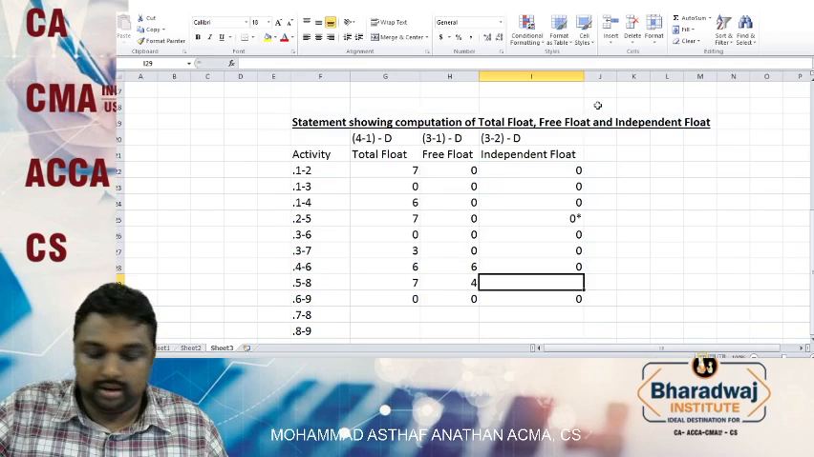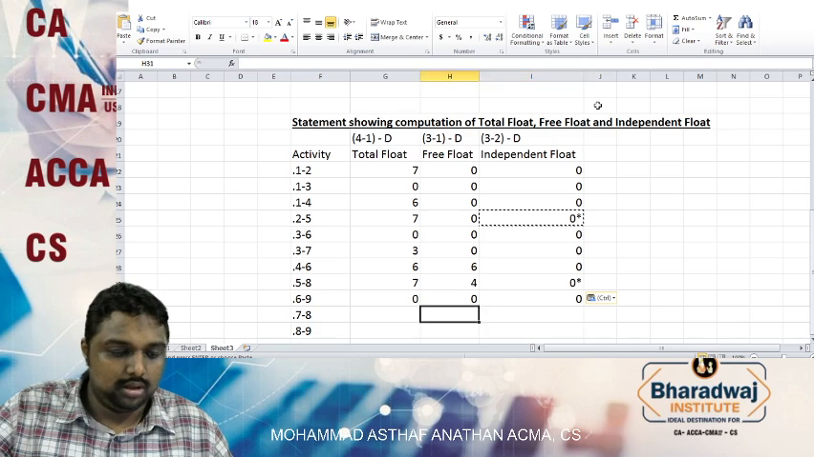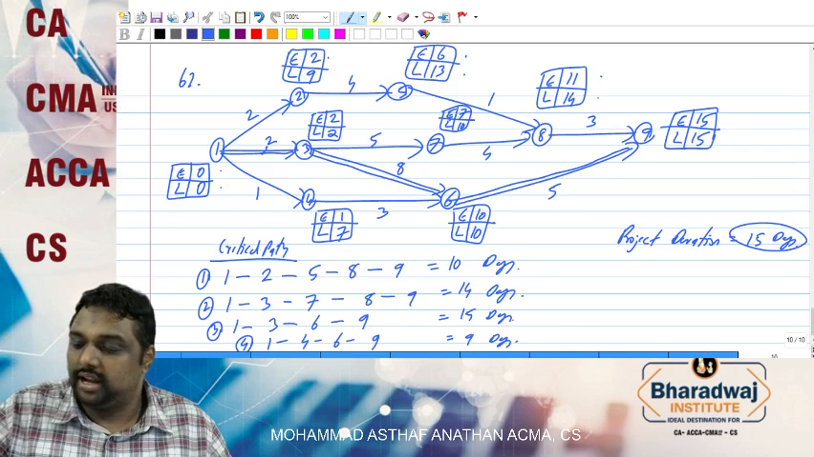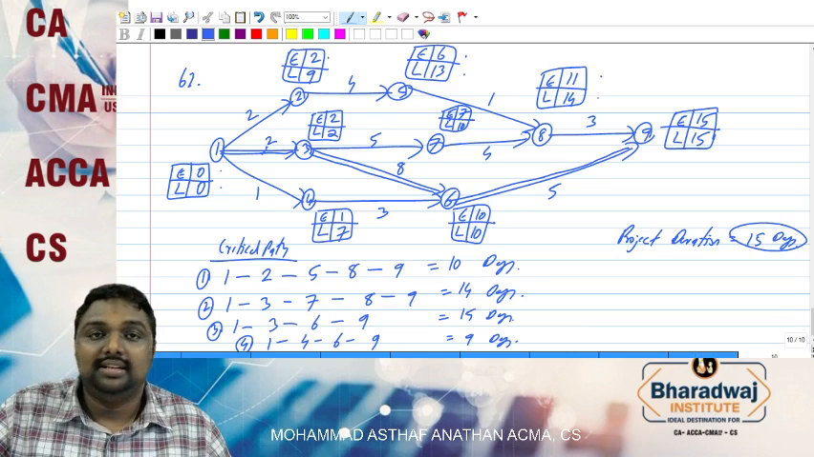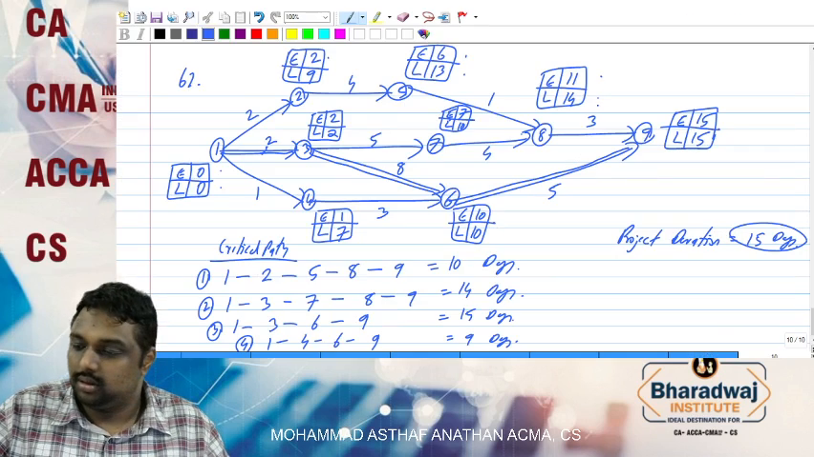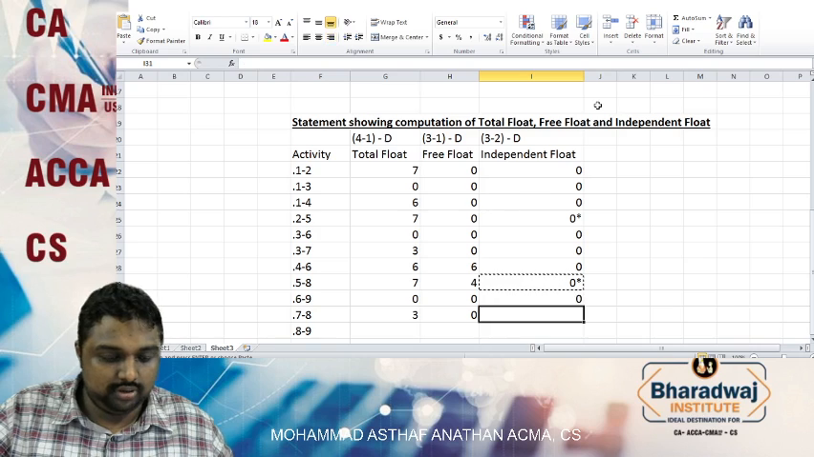Next will come minus. Now 7 to 8. 14 minus 7, we will have 7. 7 minus 4, we will have 3. 11 minus 7, we will have 4. Again, it will be 0. This will be like this.